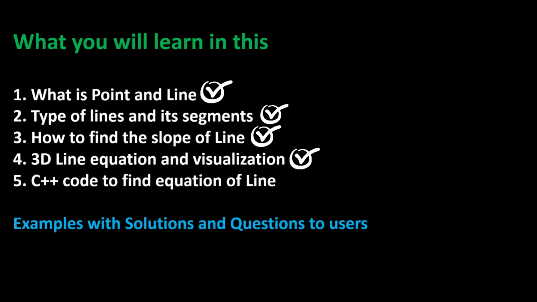We extend the idea of lines into 3D space and understand vector form and parametric form. C++ code to calculate the equation of a line. Because this is a computational geometry series, we'll also implement all concepts in C++. Finally, we will go through examples with complete solutions, and at the end, I will give you practice questions to test your understanding. Let's begin building your strong foundation in geometry and C++ together.